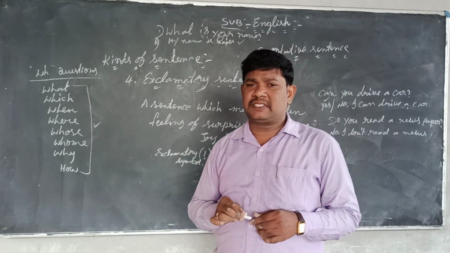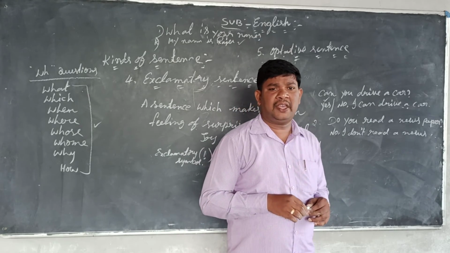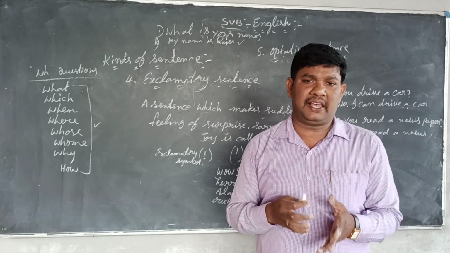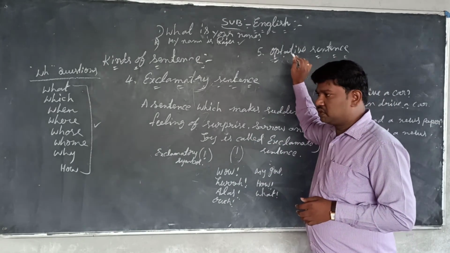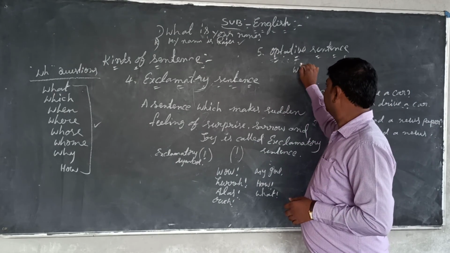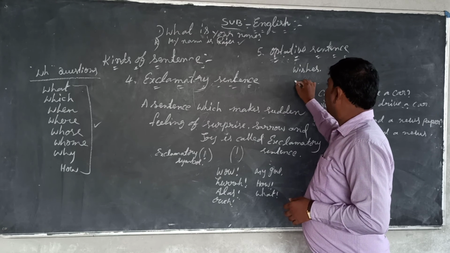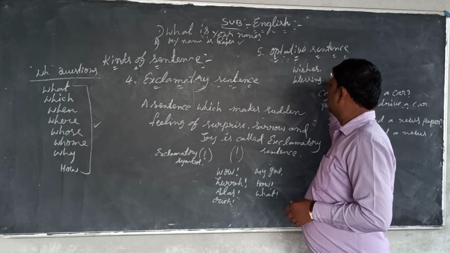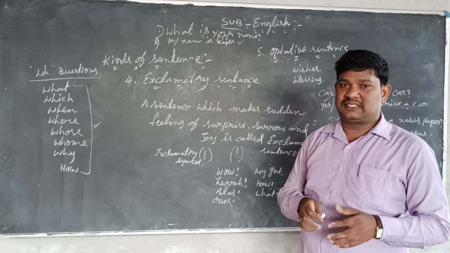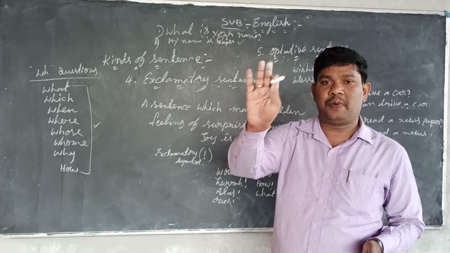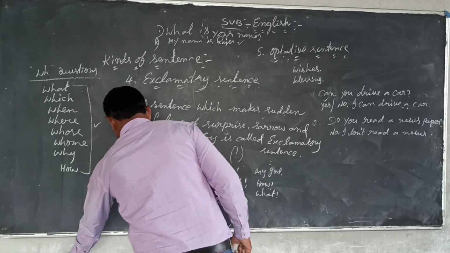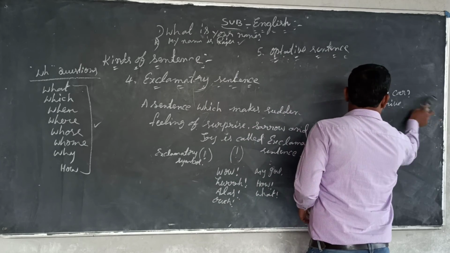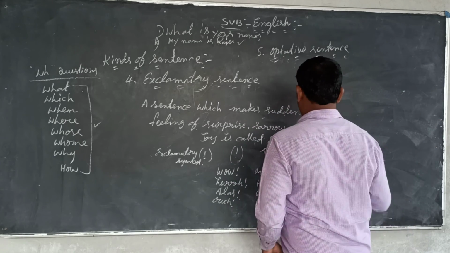What does optative sentence mean? A sentence which makes wishes, sudden wishes and blessings, is called an optative sentence. Wishes and blessings, strong blessings. A sentence which makes sudden wishes and strong blessings is called an optative sentence.